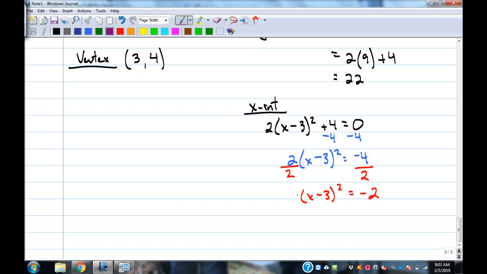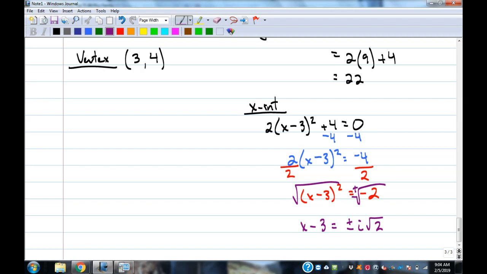The next step would be taking the square root. And the thing you've got to remember when you're doing square roots is a plus or minus goes in front of that. But we're taking the square root of a negative 2. So what do we know about that? It's complex, right? So it's plus or minus i radical 2. What we know from there is that, yes, it has zeros or roots, but they don't exist on the coordinate plane.